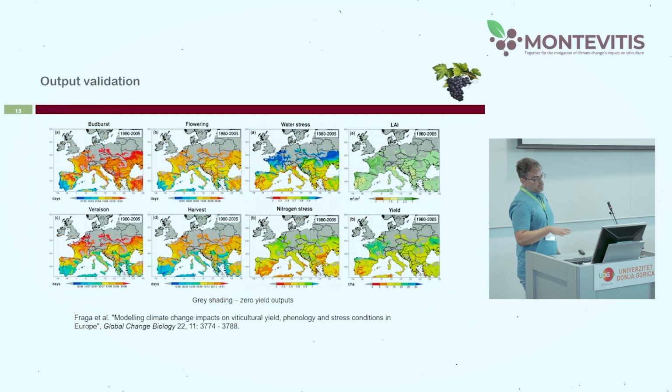So in this study case that we have here, this was done a long time ago, but we did this using several models for all of Europe. And we obtain results such as phenology, but also leaf area index, harvest date, nitrogen stress, and more importantly for the farmers, the yield differences.